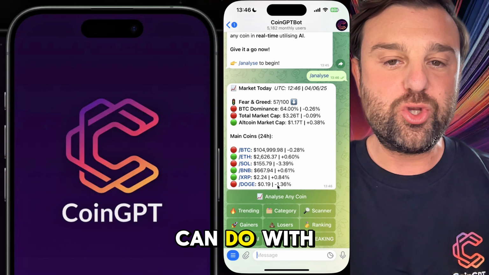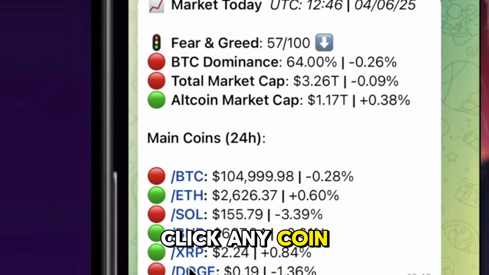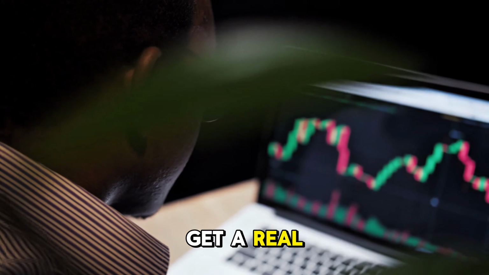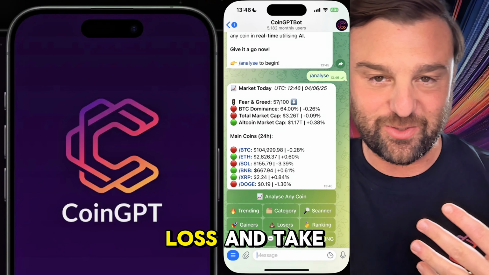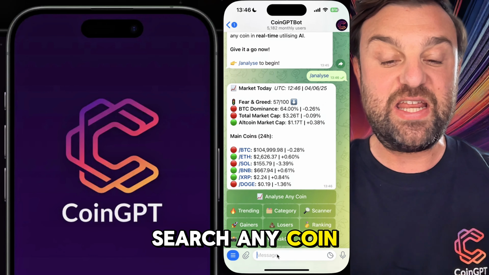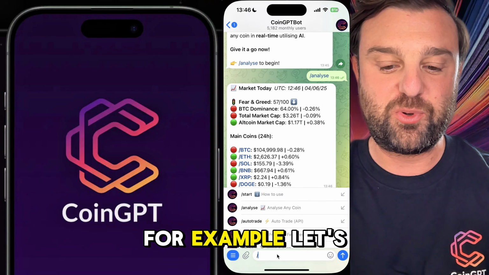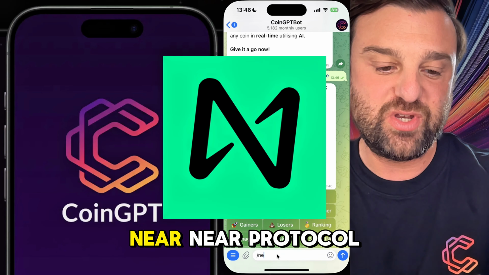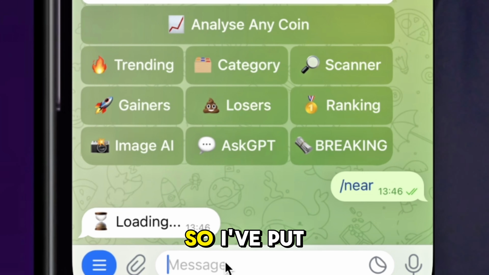And what you can do with this bot is click any coin you see through any of the menus, and you can get a real-time bias, including the stop loss and take profit. Not only can you click it, you could literally search any coin you wanted to. For example, let's do an AI coin, as this is an AI bot. Let's do X protocol. So I've put that in.